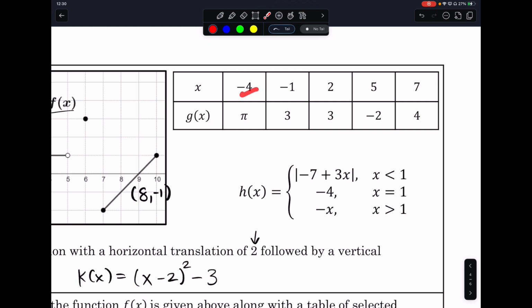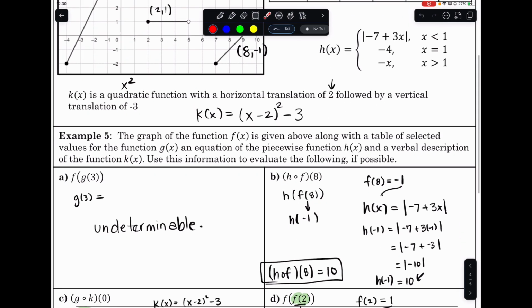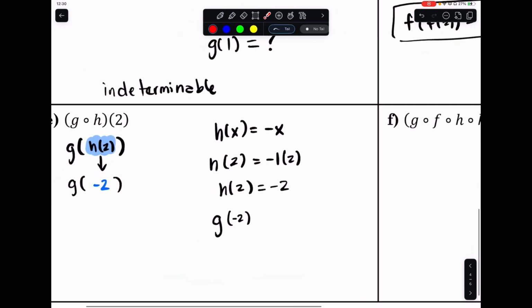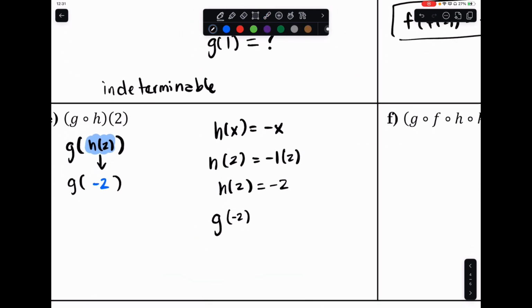When x is equal to -4, the value is pi. When x is equal to -1, the value is 3. When x is equal to +2, the y value is 3, and then so on, okay? So I can't evaluate this. So just like the previous 3 examples above it, this is indeterminable. We do not have enough information to figure out what the y value is for the function g when x is -2.